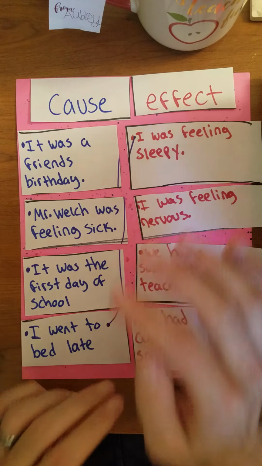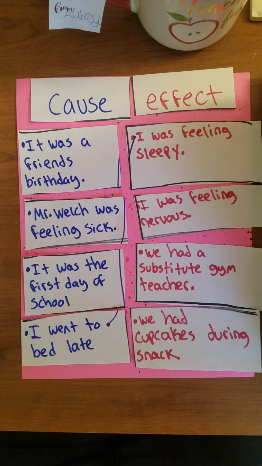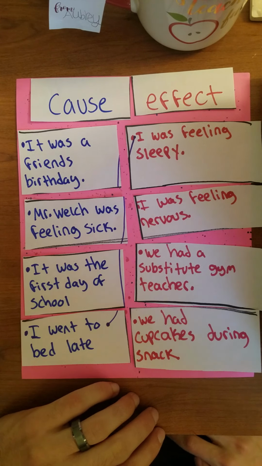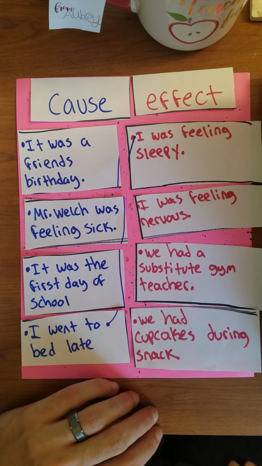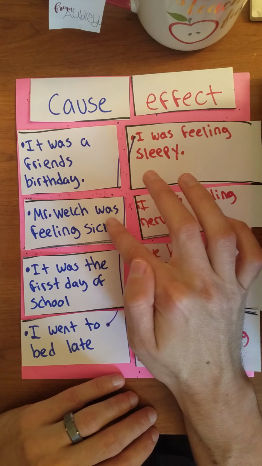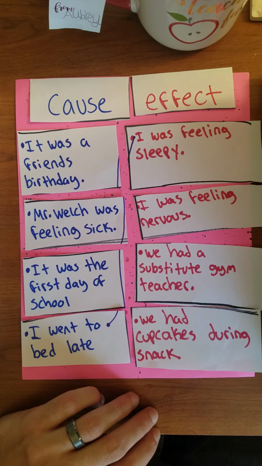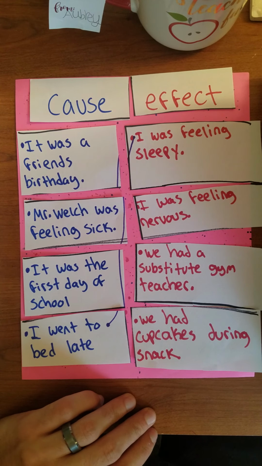Let's look at the first one. It was a friend's birthday. Well, maybe you could be feeling sleepy. Maybe you ate too much sugar. Maybe you stayed up late at a birthday party. Maybe, but let's keep reading and see if we can find a cause that better answers the question, why was I feeling sleepy? The next one says Mr. Welch was feeling sick. Well, I don't know about that one. That one seems kind of silly.